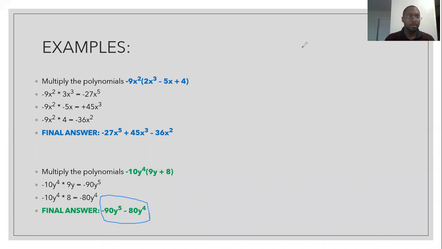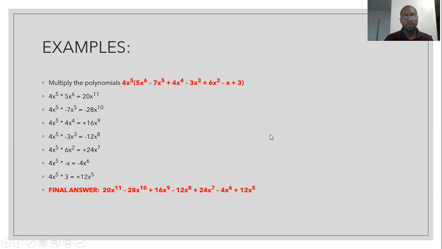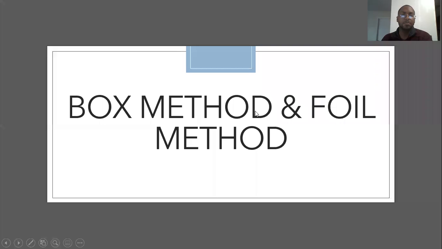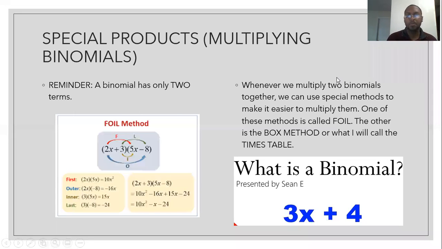All right. Cool. What else next? I just did a longer example. It's the same thing. I'm not going to go through it. So let's press on, and we'll go to box method and FOIL method. All right, we'll do it.